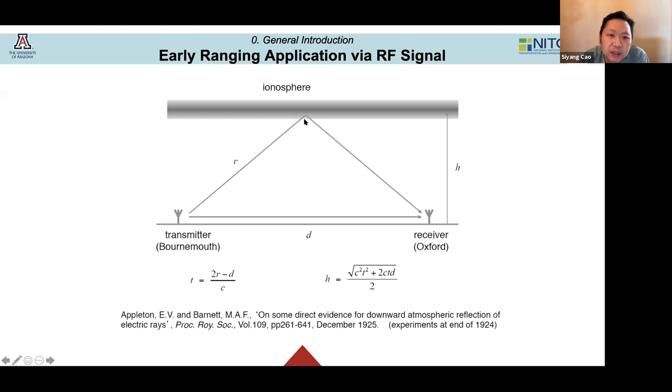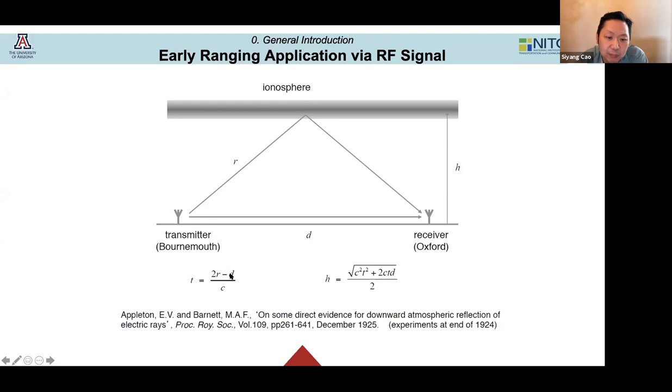So this is an early application of using radar to find out distance. It was finding out the height of the ionosphere. So we can send one transmit signal. We can have a transmitter and a receiver separately. And the transmit signal will go in two directions. One is directly to the receiver, and another one is toward the ionosphere and bounces back to the receiver.